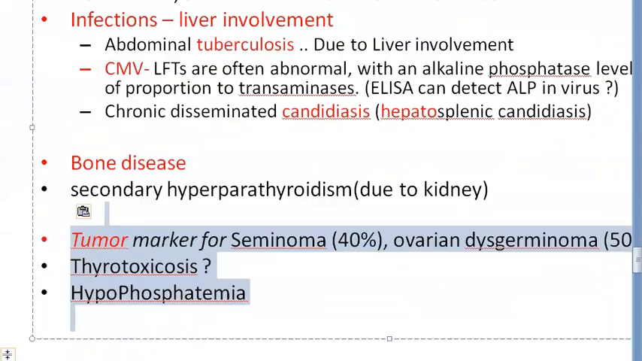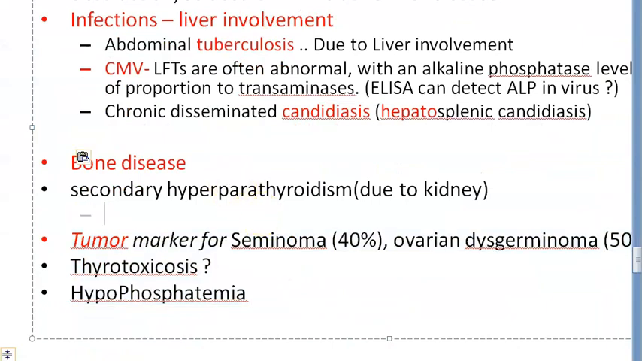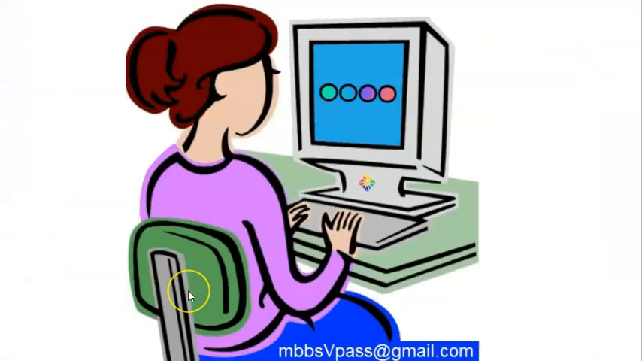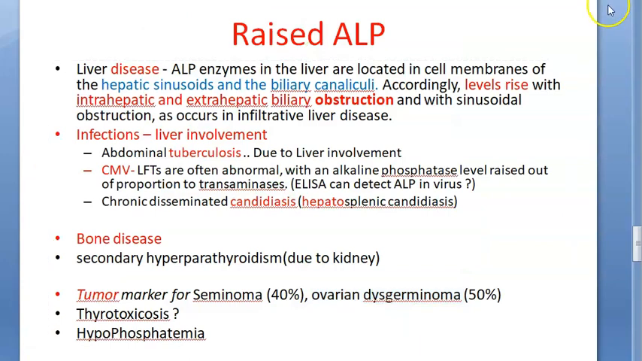So it is not just about bone disease and liver disease. It can also be because of tumor markers for seminoma of testis and ovarian dysgerminoma. Can you remember this, guys? Come on, say it. Where will you see raised ALP? As soon as somebody tells you raised ALP: liver disease, bone disease, liver affected because of any infection, bone disease, then any tumor like seminoma, dysgerminoma. Very good. So this is all about raised ALP.